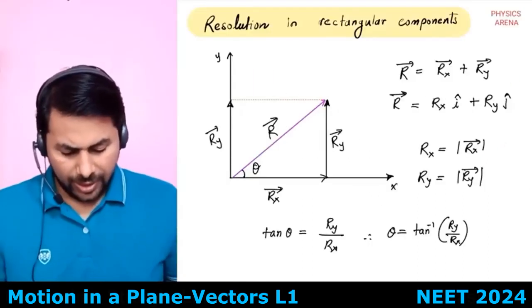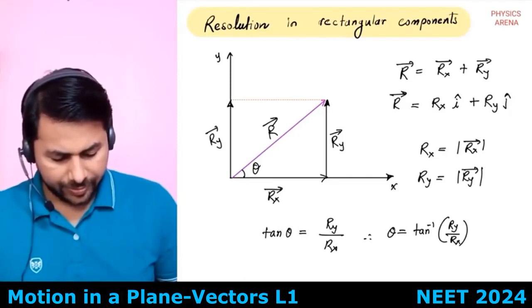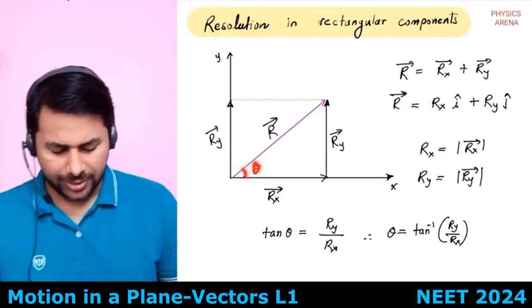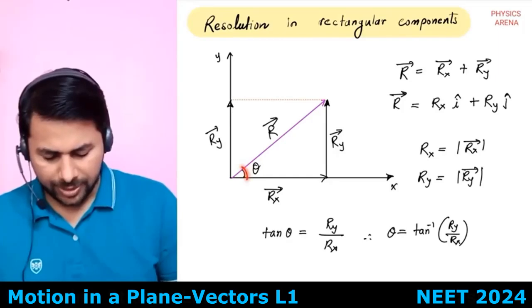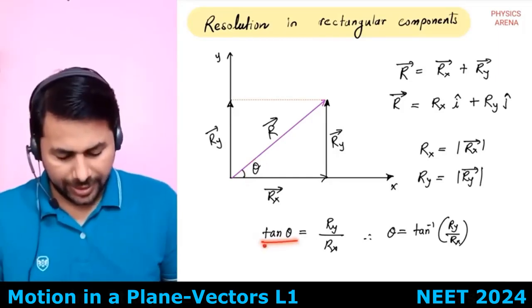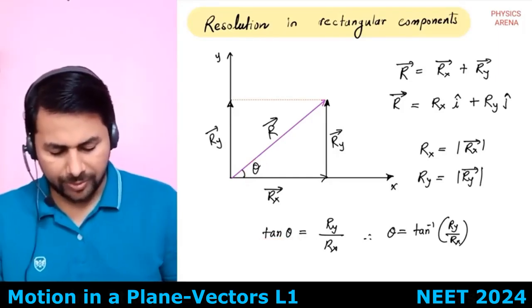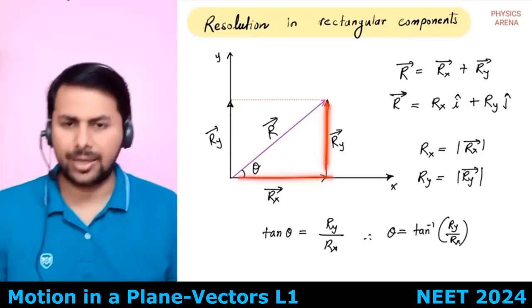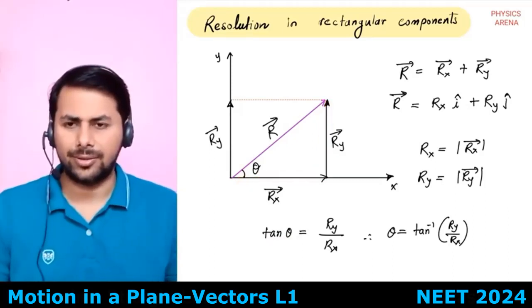Therefore we can find this angle also in terms of rx and ry. Suppose this angle is theta, I can find tan theta. So tan theta will be equal to what? ry divided by rx. Tan theta will be equal to ry upon rx.